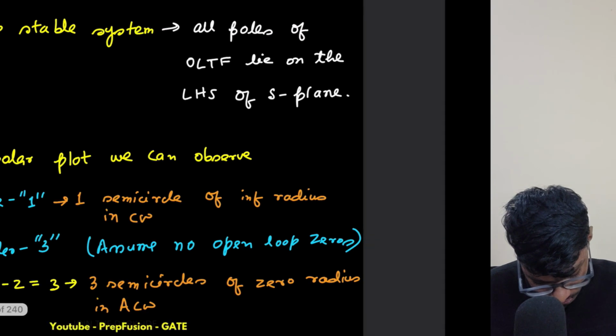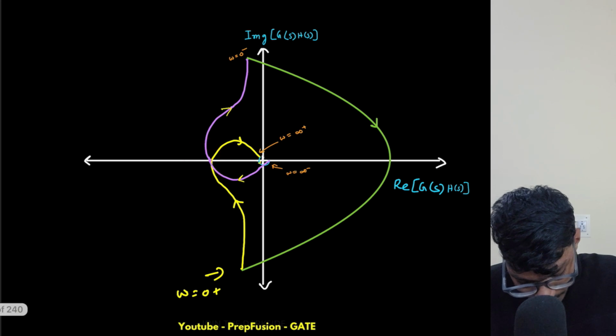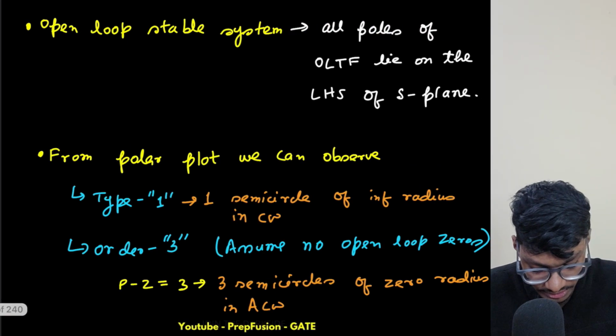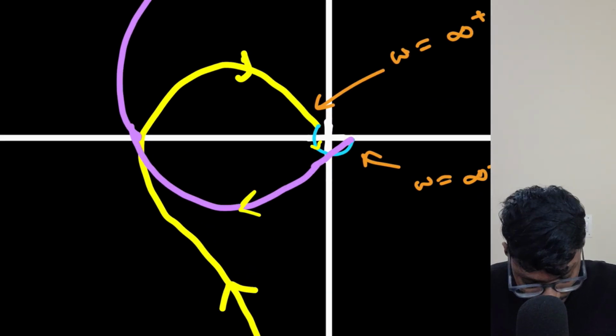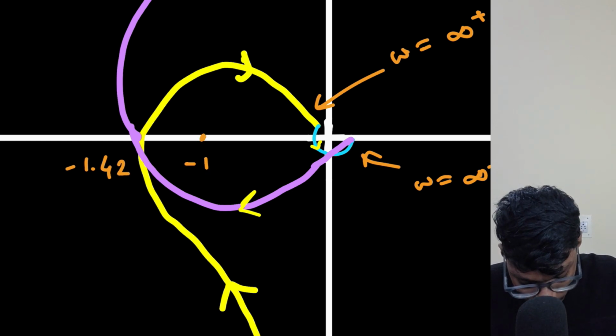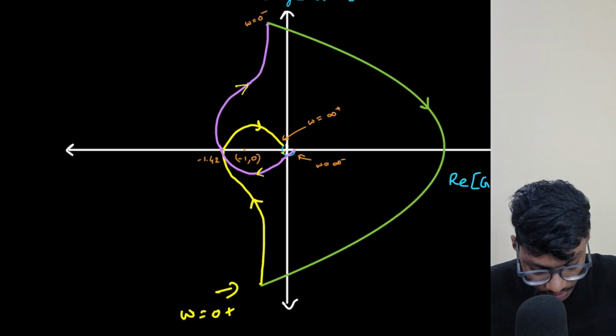So this is the polar plot basically. Now what is this point? They have given us this very clearly, right? This is minus 1.42, the point where they are crossing each other on the real axis. So this point is minus 1.42, and this will decide everything basically. My minus 1 comma 0 point will lie somewhere around here, right? So now this is the critical point.